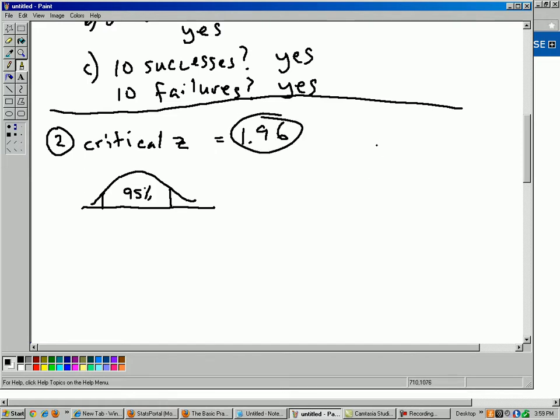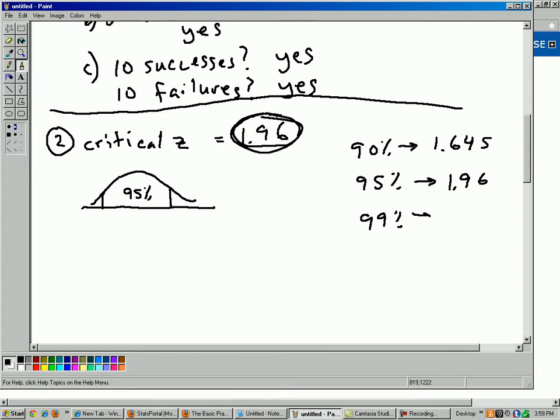All right, just a quick reminder here. If you want 90% confidence, the critical z for that is 1.645. That means 90% of the area under the normal curve is within 1.645 standard deviations of the mean. 95%, the critical z for that is 1.96, and that's what we have right here. Another common one, 99%, is 2.576. The higher confidence you need, the higher the critical z, because the further out along the edges of that normal curve you need to be.